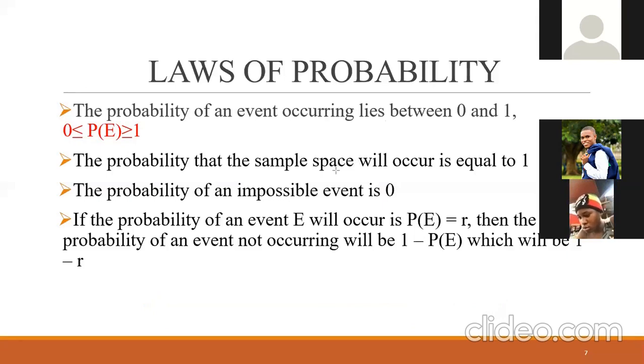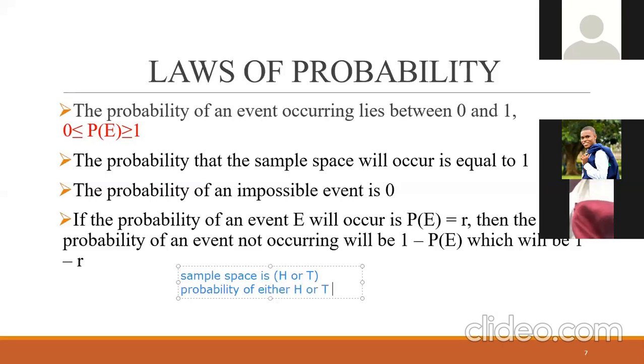Now the second one says that the probability that the sample space will occur is equal to 1. If we are saying that the sample space will occur, that means we are going to have the exact sample space. So let's say the sample space is head or tail, and you are asked to find the probability of either a head appearing or a tail appearing. You have been asked to find either one of them. So the probability of that sample space, the whole sample space occurring, is 1. That's the second law of probability.